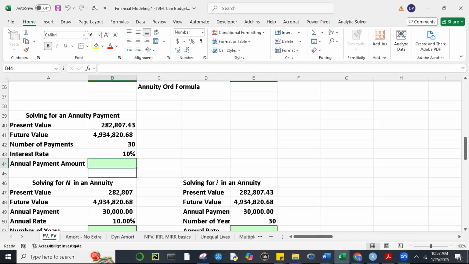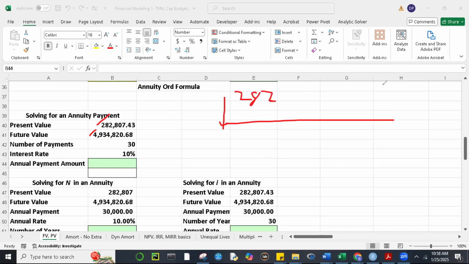Very good. Now, why didn't you use both the present value and the future value? Some commit mistakes here because they use both the present value and the future value. Remember, these are equivalent cash flows. The present value is 282. The future value is 4934. This 282 is equivalent to 4934.